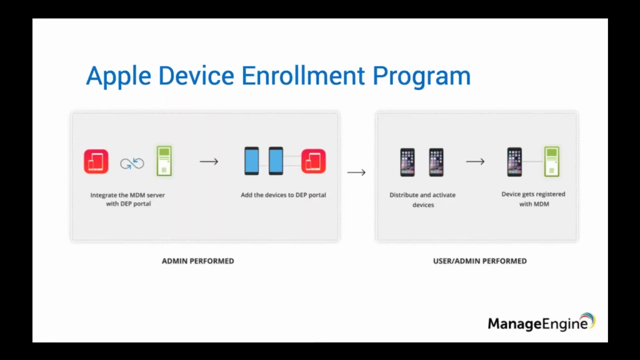So the first method that we are going to look at is Apple DEP. This is how Apple DEP actually works. Firstly, you need to integrate the MDM server with the DEP portal. This is done by providing your Apple account details. Once that is done, you need to add the device to the DEP portal. As the DEP portal is integrated with MDM server, you're essentially adding the devices to the MDM server. All these actions are performed by admin and is one time. Once the devices have been added, you can distribute the devices which get automatically enrolled on activation. So let me show you how this is done.